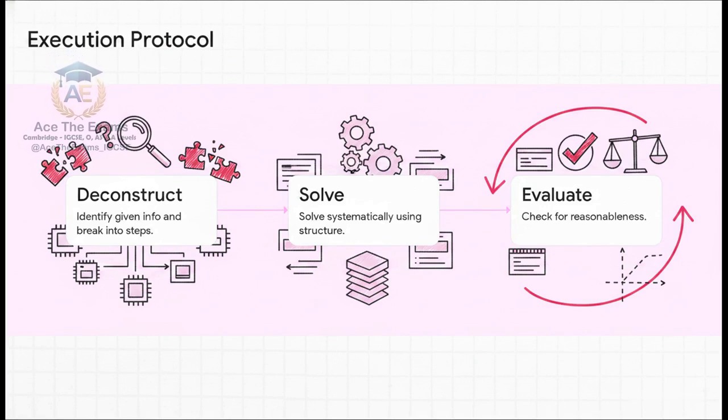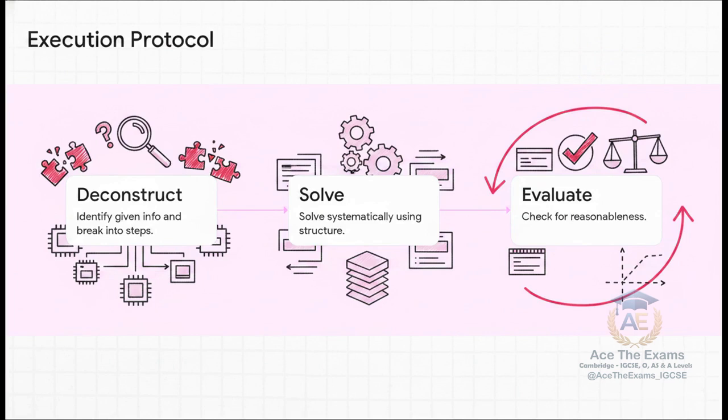Step 3. Evaluate and check for reasonableness. Once you finally have a result, you have to ask yourself, does this actually make sense in the context of the CPU's architecture? Are there boundary conditions you might have missed? Is the number too large for a 16-bit register? This continuous deconstruct, solve, evaluate loop is the absolute hallmark of top-tier algorithmic thinking. It keeps you safe from silly errors.